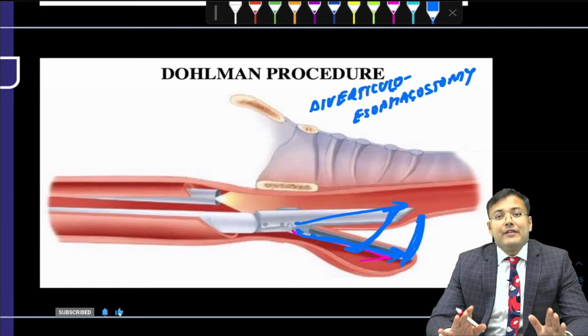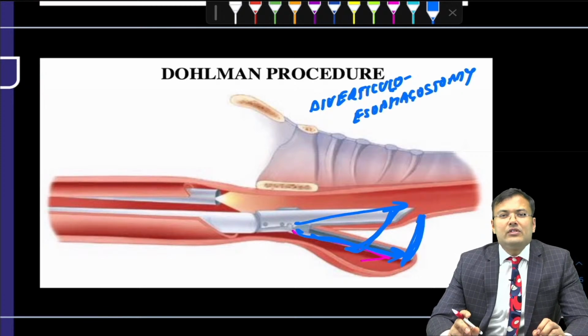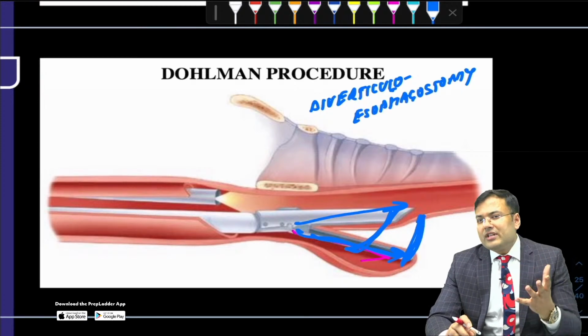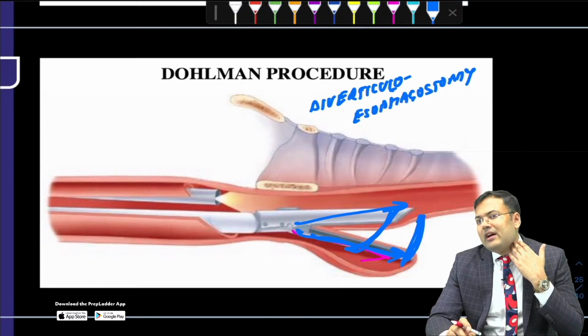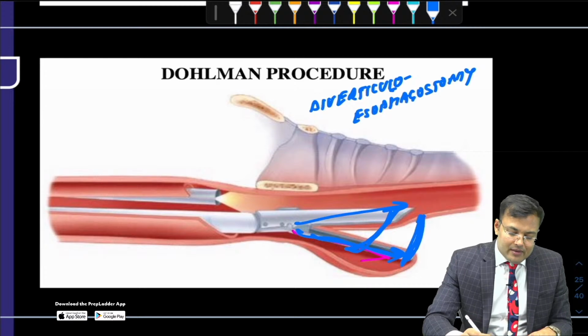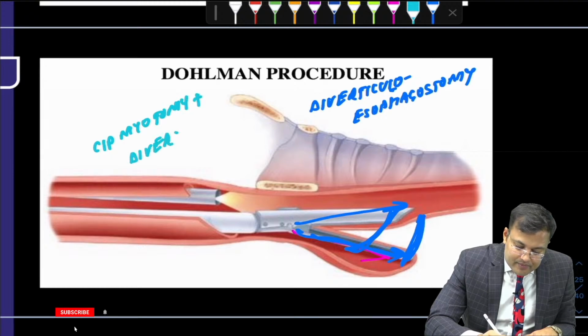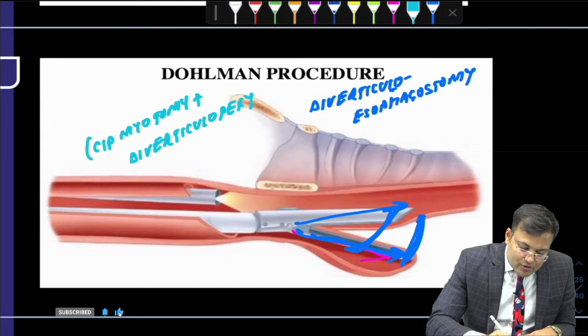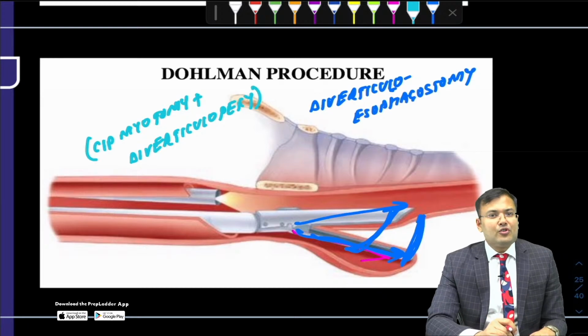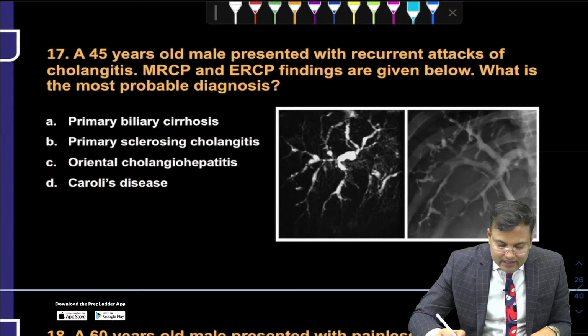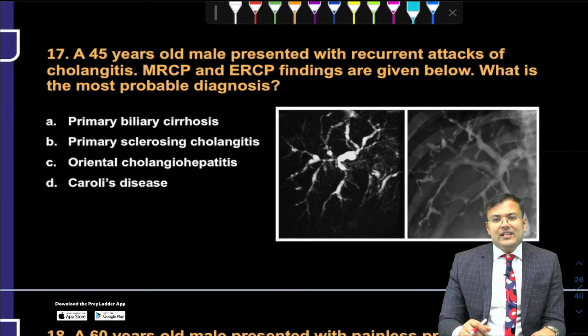Okay, these are frequently asked questions, guys, related to Zenker's diverticulum. And what is the treatment of choice for Zenker's diverticulum? It is cricopharyngeal myotomy plus diverticulopexy. That is the treatment of choice. Clear? Next question, question number 17.